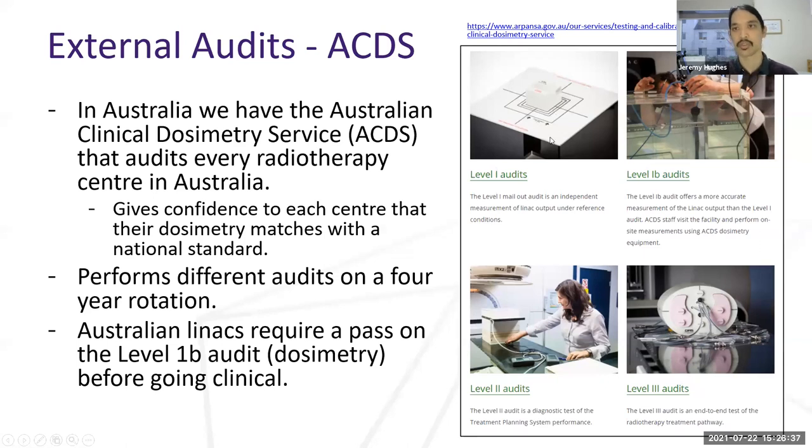They mail it out, you deliver it on your machine, you mail it back to them, and then they read it out and measure it, and then they check what the output is against what you say your output is. On top of that, they have this other audit, the level 1B, where they physically come out to your center with their own equipment and they measure the output of the beam.